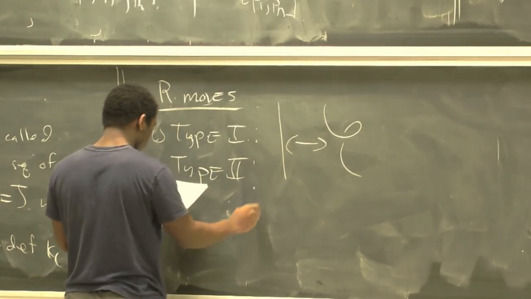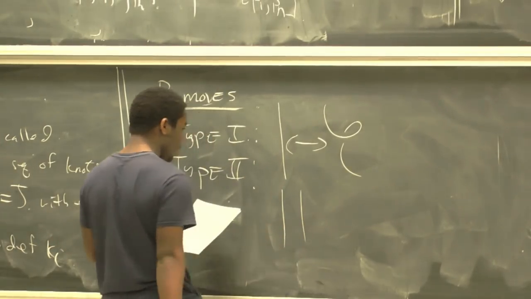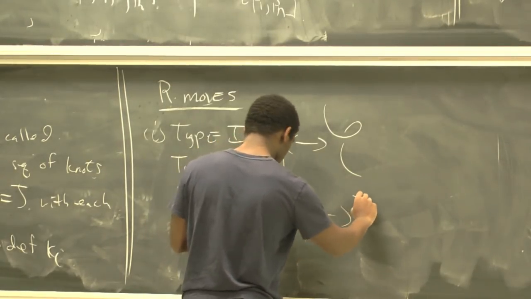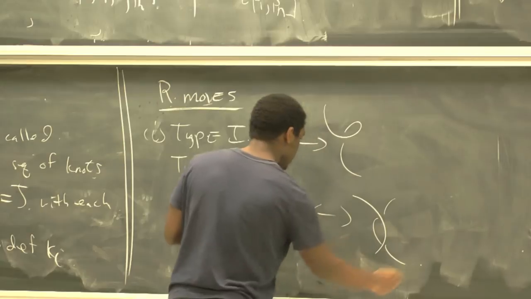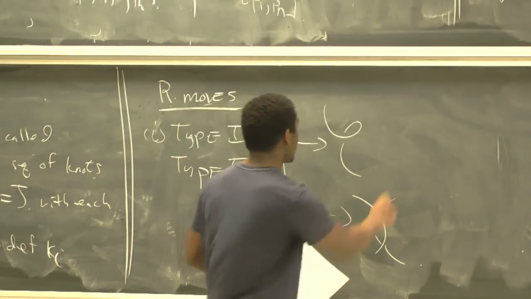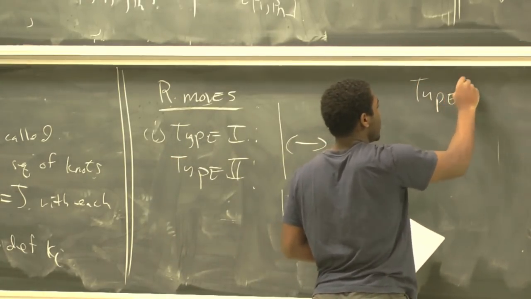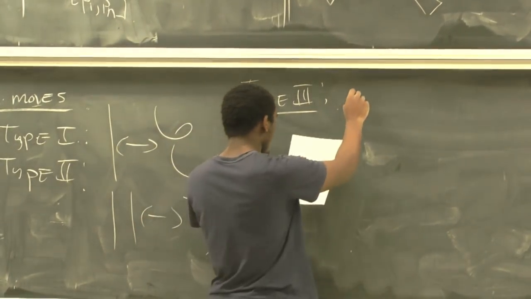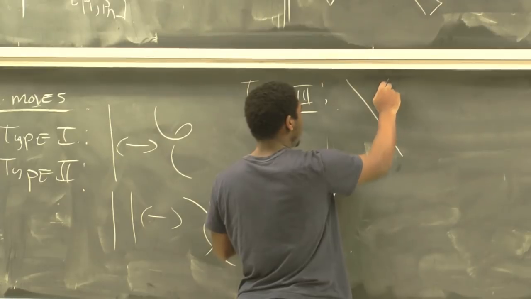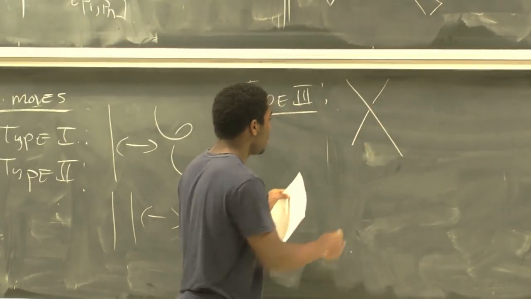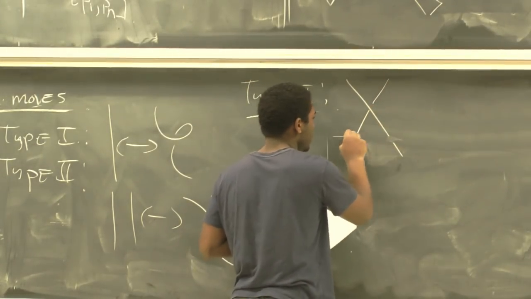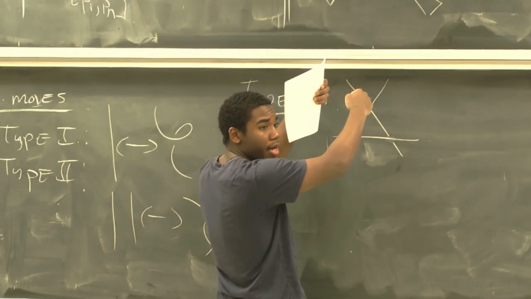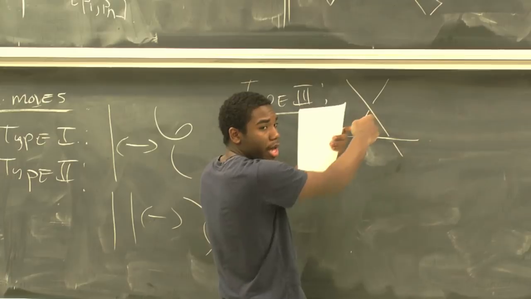A type 2 move will just be starting with two strands and then crossing them. It's kind of rough. And a type 3 move will be, if you have some crossing, literally picking a strand and putting it over something that's already knotted, or some crossing that's already happened.